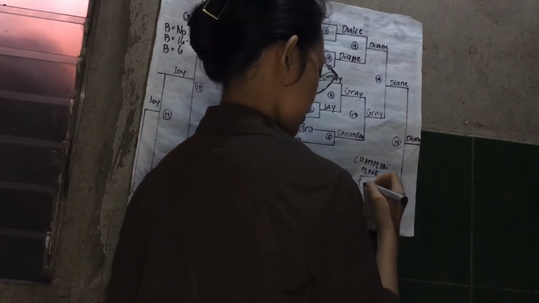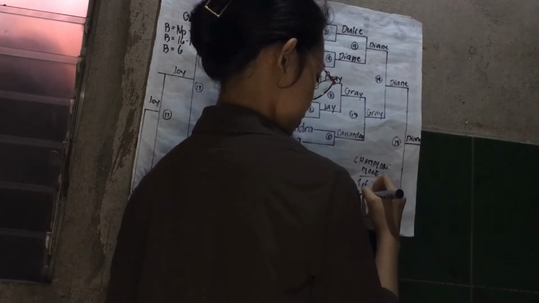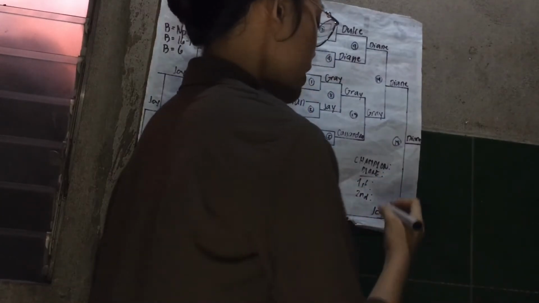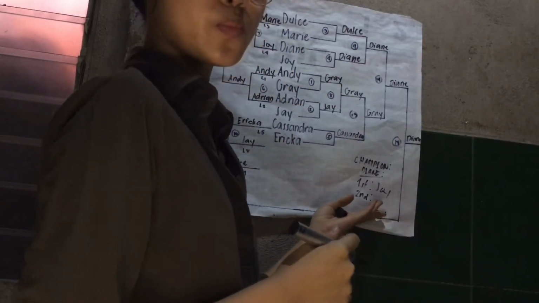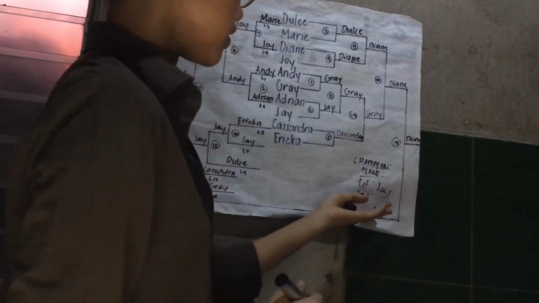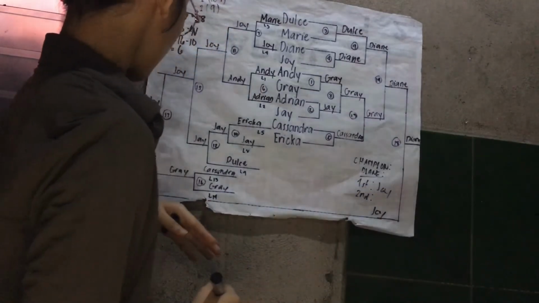For the first runner-up and the second runner-up, we have Joy. She's the one who competed together with Diane. And the second runner-up, we have Gray.